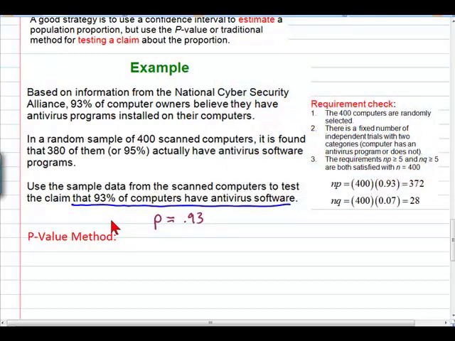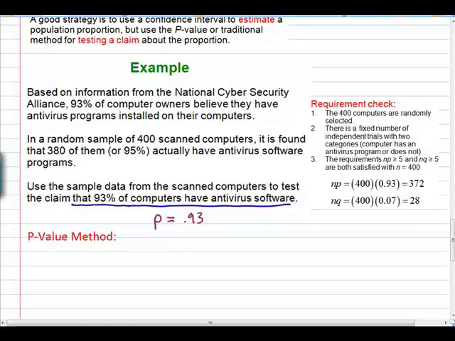So now we need to check our requirements. First of all, the 400 computers are randomly selected, so our sample size is sufficiently large. We have enough successes and enough failures to use the normal distribution to approximate the binomial, and there's a fixed number of independent trials. All the conditions of the binomial are met. We are okay.